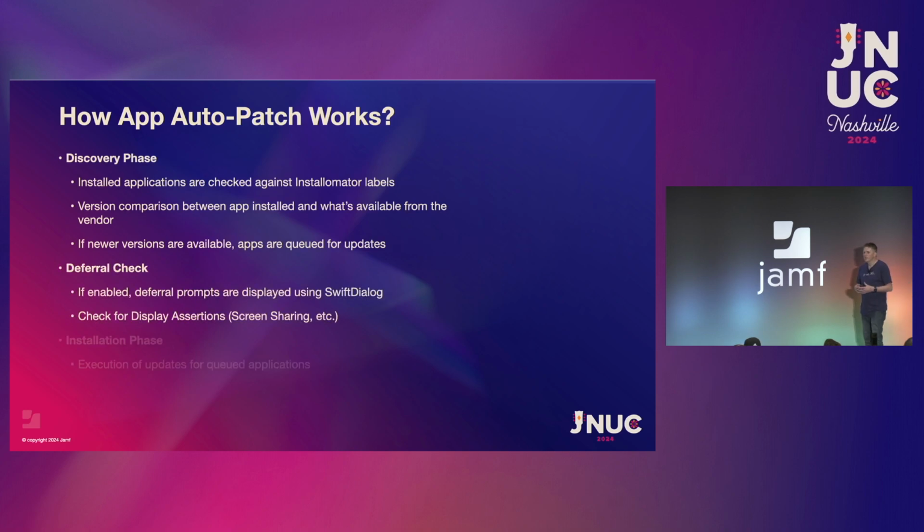So App Auto Patch has three main phases to function. The first is going to be the discovery phase. The script goes through and checks installed applications against labels in Installomator. It compares the versions to determine if updates are needed. Applications with newer versions are queued for updates. This phase also compares the list of queued apps against app label variables that we have in the script to add or remove labels as needed based on certain scenarios.